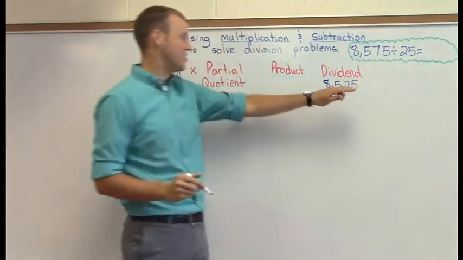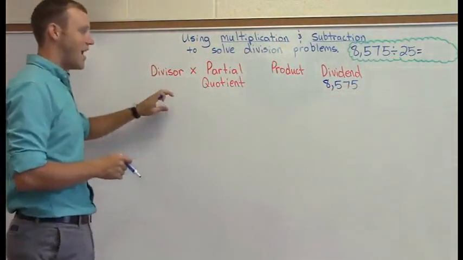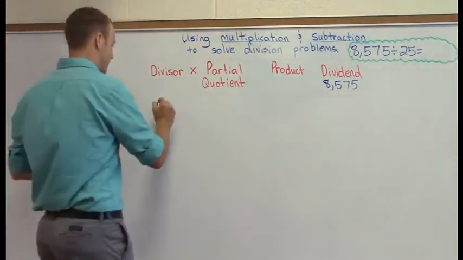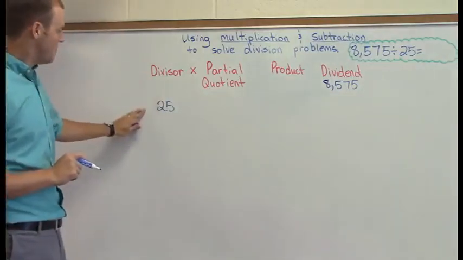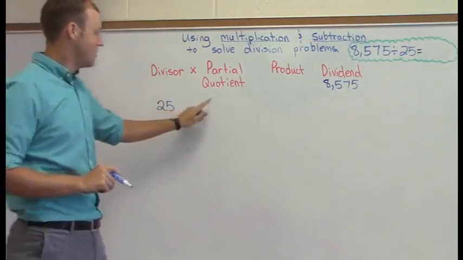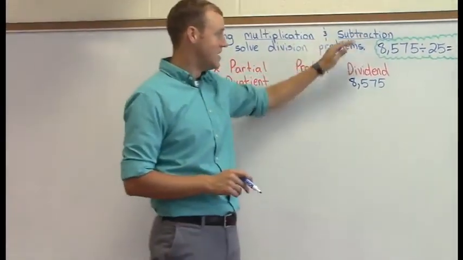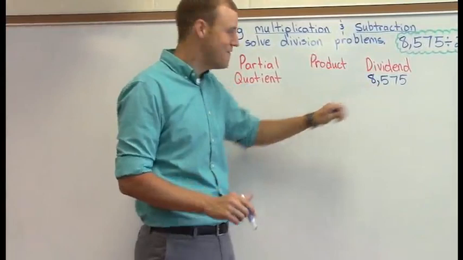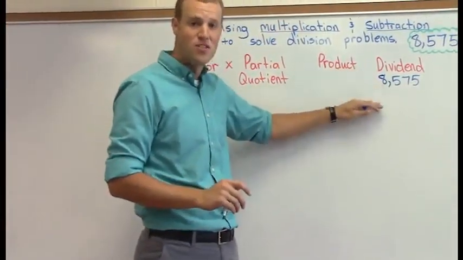I'm going to write that just under the word dividend. And then, over here, we're going to have our divisor, 25. And that is where our divisor will go. 25 times something will give us a product, and we're going to be using subtraction to take away from our dividend. Eventually, as we've taken away, this number will get smaller and smaller.